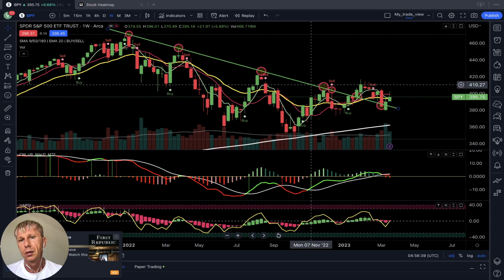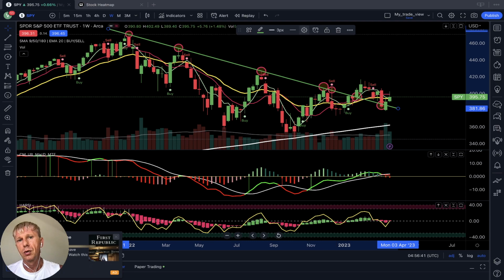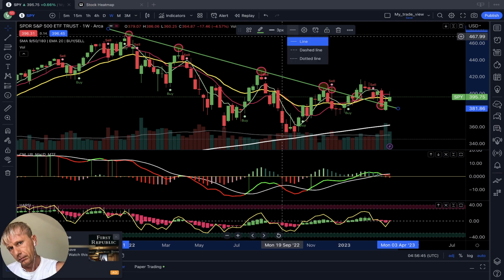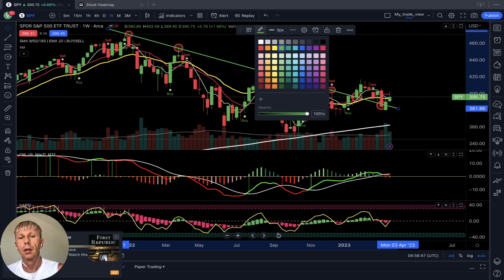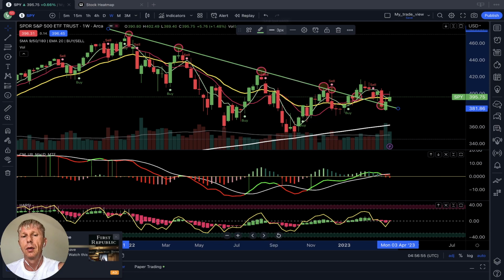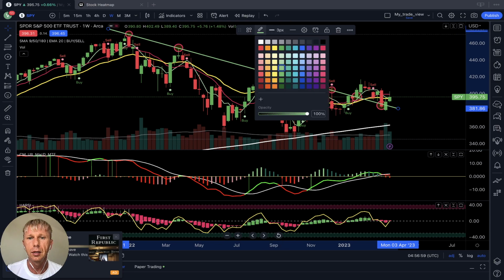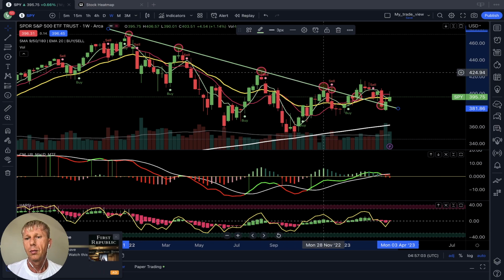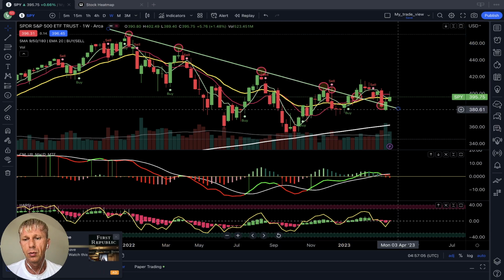Maybe I have to change the color because it's the same color as the bars. Nothing changed. Okay, let's keep it as is. Okay, major trend line. We are still above.